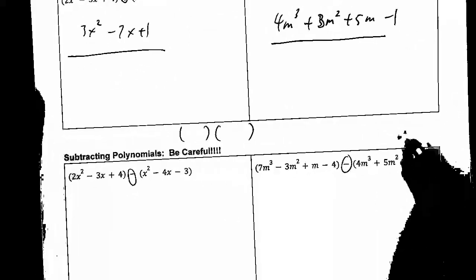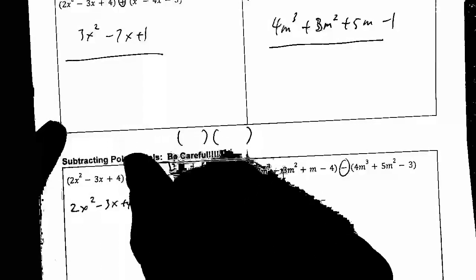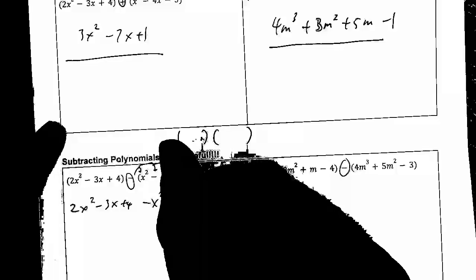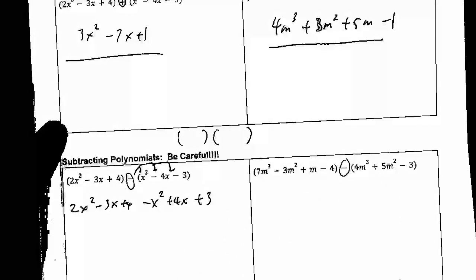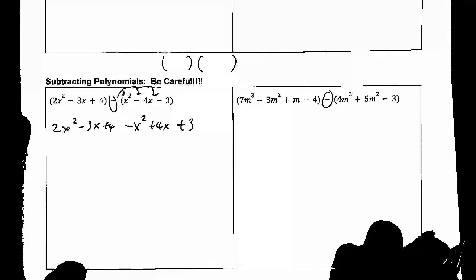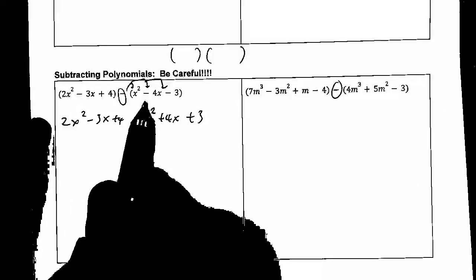When we subtract, guys, you have to distribute this negative to each term inside this parentheses. So it's going to be 2x squared minus 3x plus 4, but then minus x squared plus 4x plus 3. Do you follow me on that? So each of these terms we applied a negative sign to.